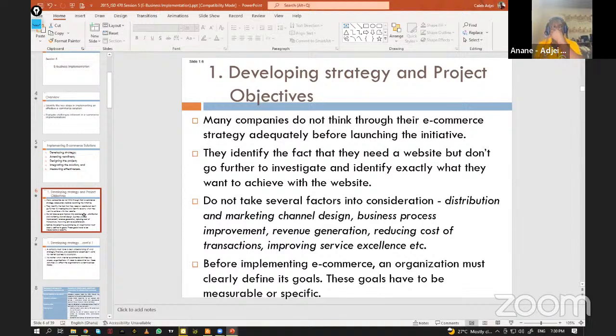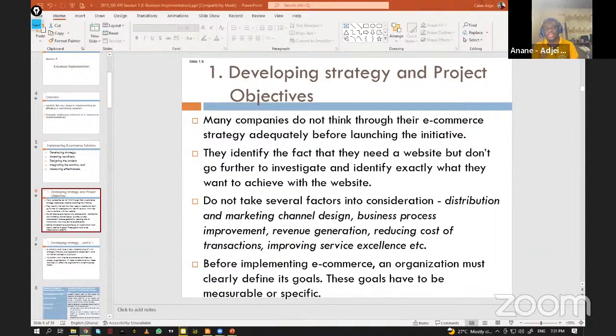We are saying that a lot of companies don't take their time to go through e-commerce strategy before they actually launch it. Sometimes they just hear about the good side of e-business and they just want to jump into it to make some kind of money out of it. But they forget that it is not just a get-rich-quick solution platform.